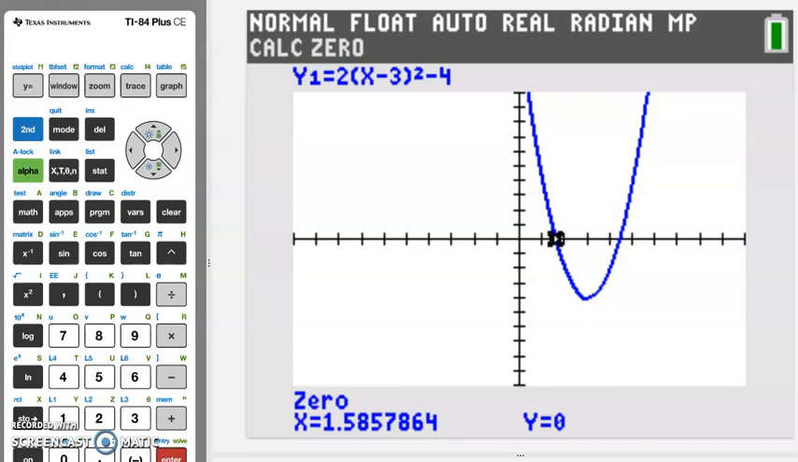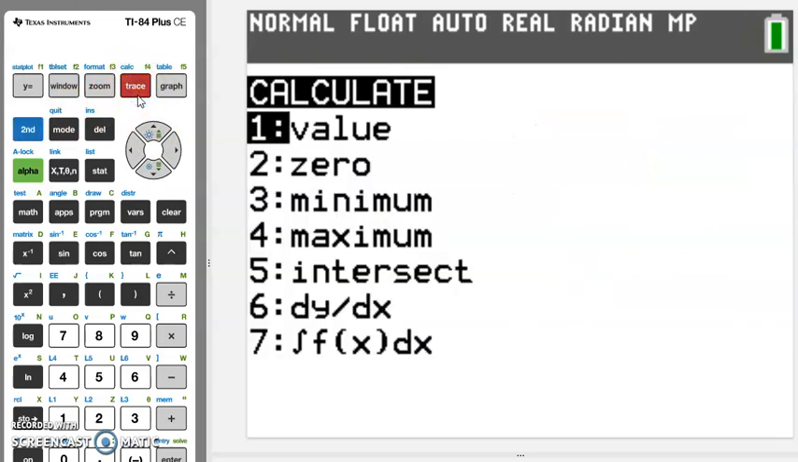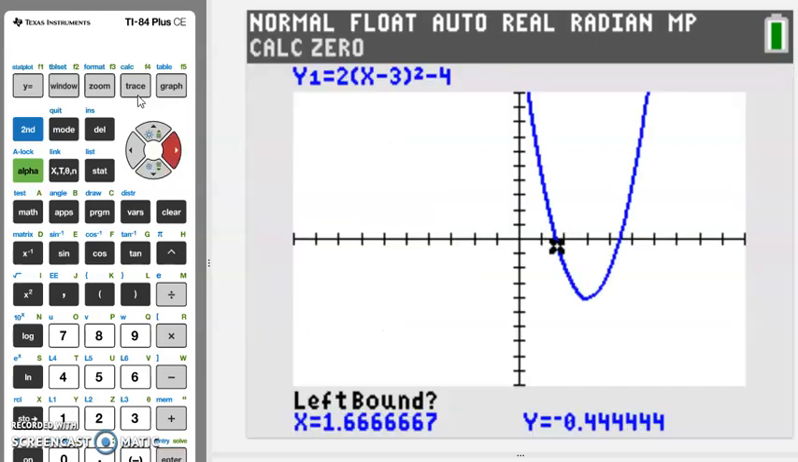We have our x-intercept at 1.6 or 1.586, depending on how it rounded. If it doesn't say, go at least one place after the decimal. So I record that, then we do the second x-intercept. So again, it's second function, trace, which is calculate. Go down to, you can press 2 directly, or you can press down and enter to get to 0. We're going to go to the second one now.